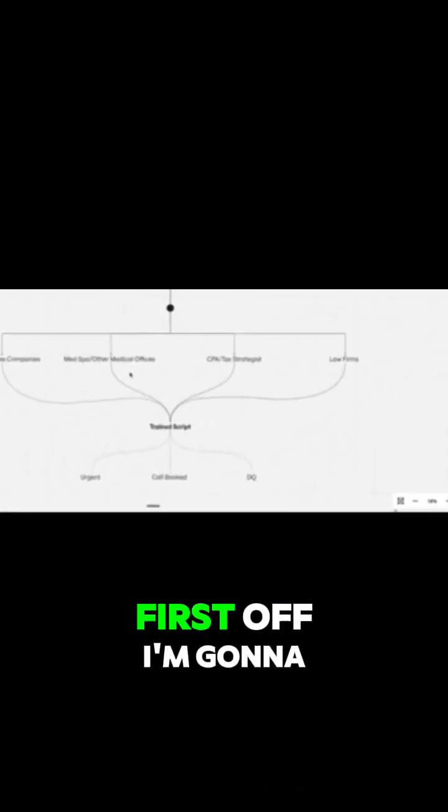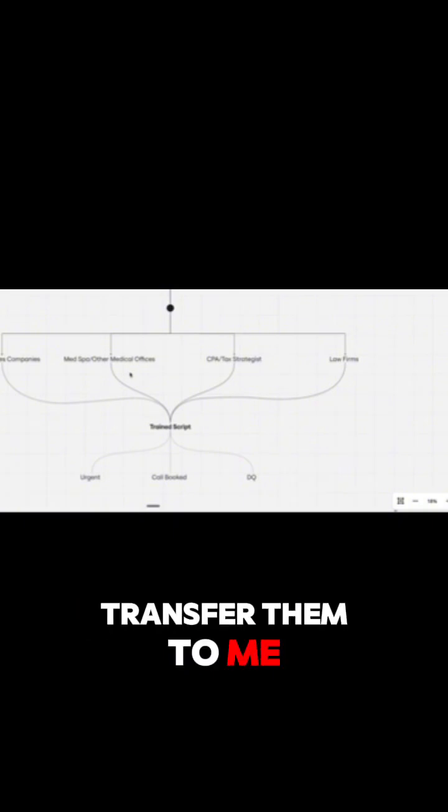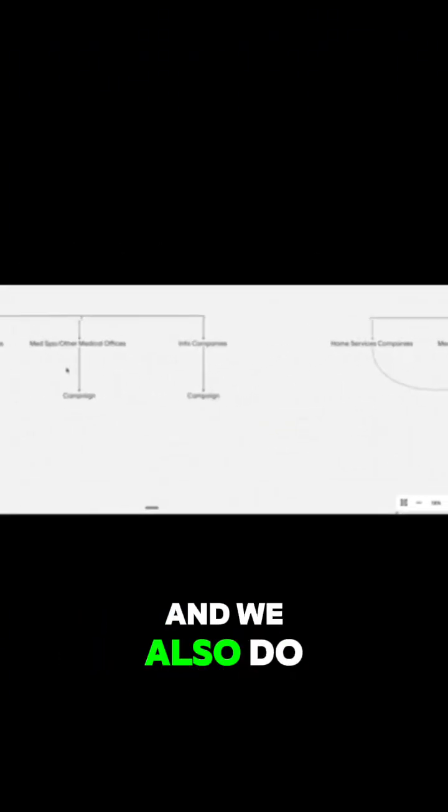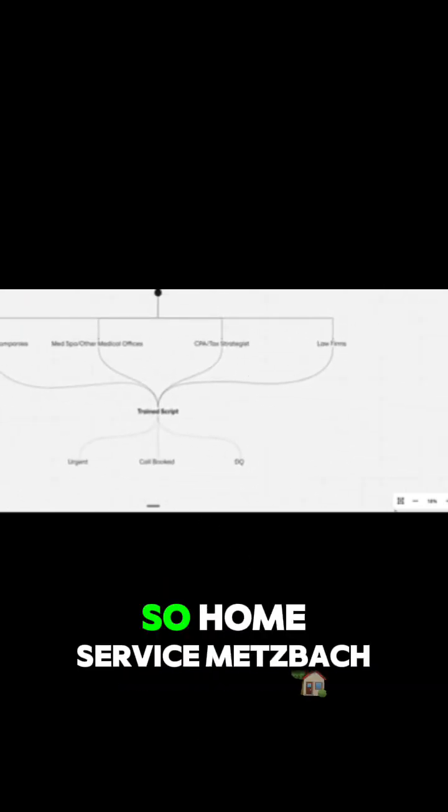But for me, I get pinged if that happens, so I can see, okay, this person's hot. I'm going to message them immediately. I'm going to try it on the phone. I might even have the AI transfer them to me if they're ready to do so. So that is our AI cold calling process. What we do is we segment again into industries. So for this, you'll see that we don't call info products, and we also do not call e-commerce companies. It's a little harder to touch. We call more local companies, so home service, med spa, CPA, law firms.